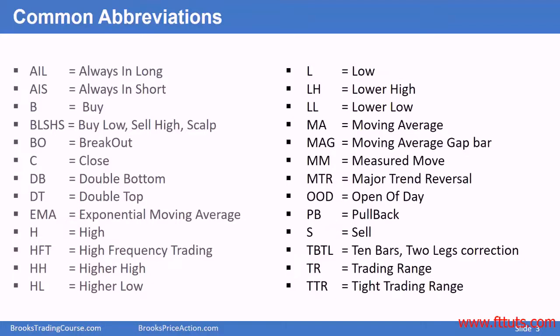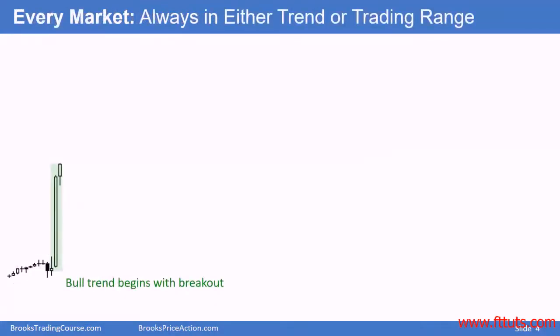Sell. And then when I talk about corrections, especially after a climax or when I'm expecting a reversal, you'll often see me use the phrase TBTL, 10 bars, 2 legs, which is a common occurrence when the market is trying to correct. Trading range, TR, and when the trading range is particularly tight, I call it a tight trading range, TTR. Every market at all times is either in a trend or in a trading range.